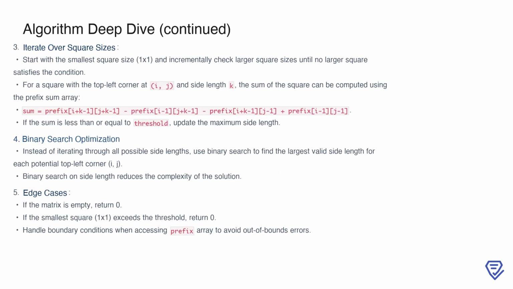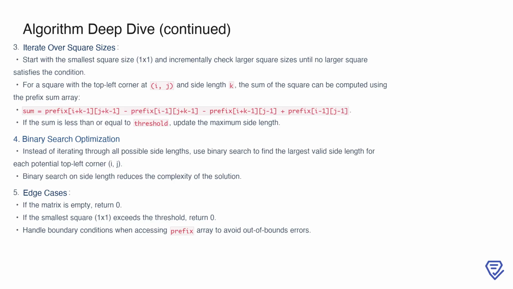Now, to find the largest square, we start by examining the smallest possible size, which is 1 times 1, and gradually check larger sizes. For a square with a given top left corner at coordinates i, j, and side length k, the sum of the square can be quickly computed using the prefix sum array. This formula subtracts areas outside the square while adding back the overlapping region that was subtracted twice. If the sum of this square is within the threshold, we update the maximum side length found so far.